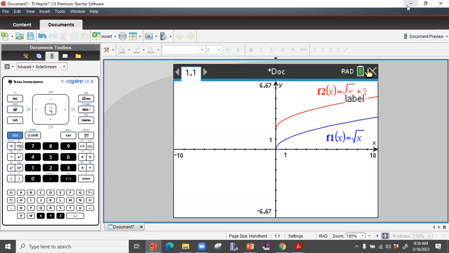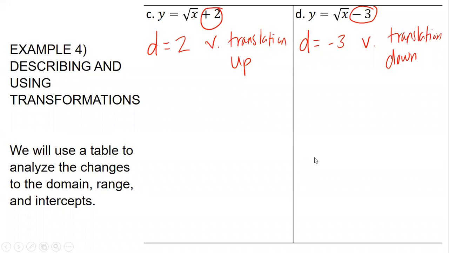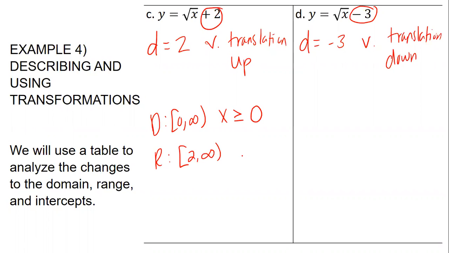All right, so those are the attributes of this function. That's what we're going to write down. So our domain starts at 0 and continues to infinity, so x is greater than or equal to 0. Our range started at 2 and continues to infinity, so y is greater than or equal to 2. And our intercept was only at (0, 2). How do we feel about that? Doable?